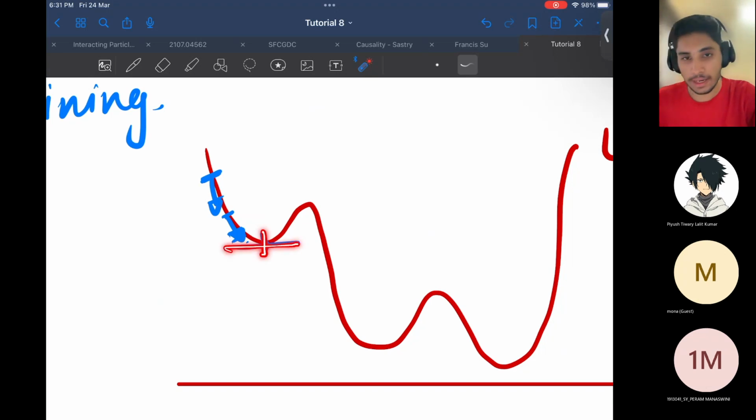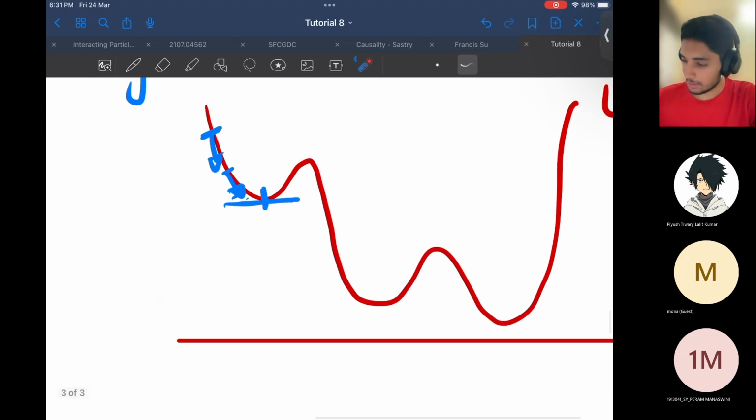So I have reached here, and hence I won't move any further. Well, this is bad for me, right? Why is this bad for me? Though I have achieved a local minima, okay, this is a minima, right? I hope you will agree with that. This is definitely a minima, but this is not a global minima, right?